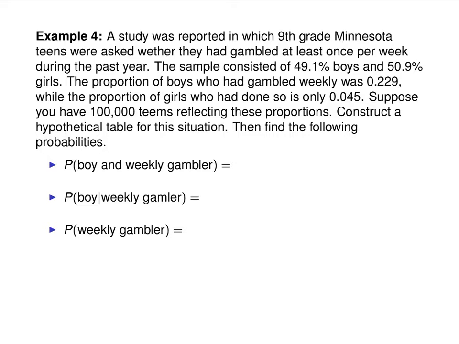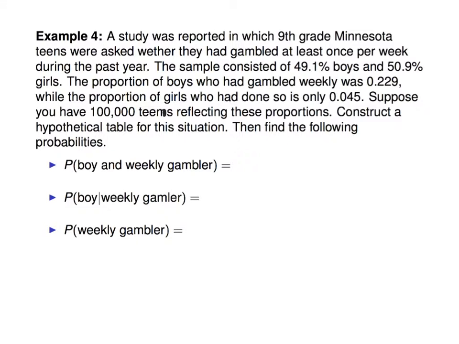Okay. So this was the study that we had about Minnesota. Do you remember this for a little bit? Vaguely? They surveyed people and found that boys gambled a lot more often than girls. Does that ring a bell? Okay. So we want to find these probabilities, and we're going to reconstruct what that table was from the probabilities themselves. And I know that they're not teams, they're teens. But, you know, that happens.